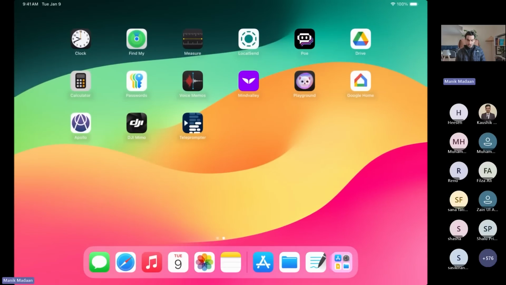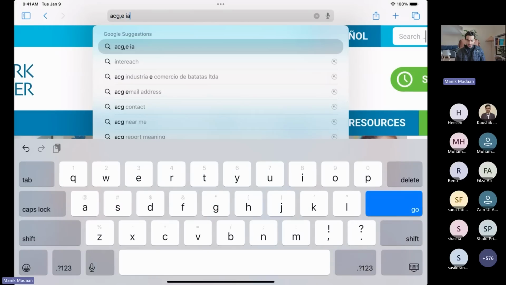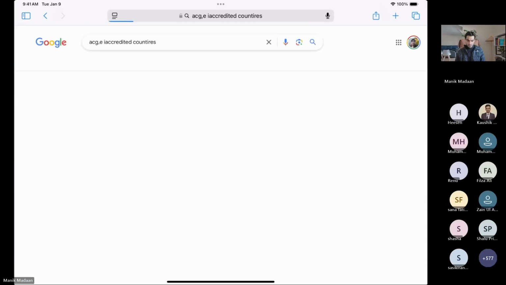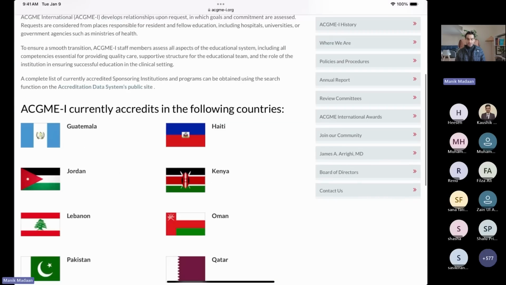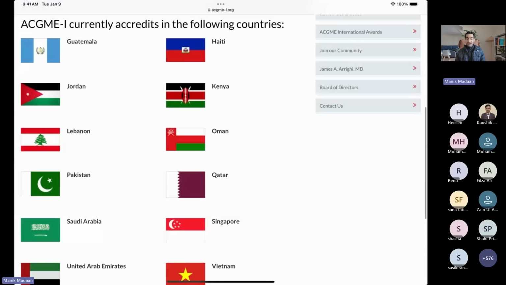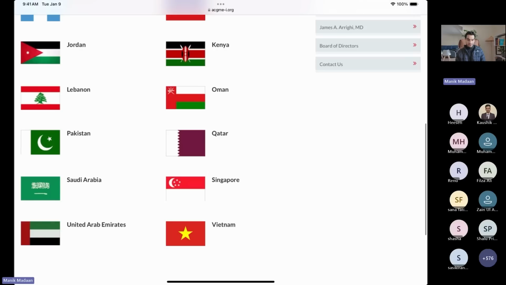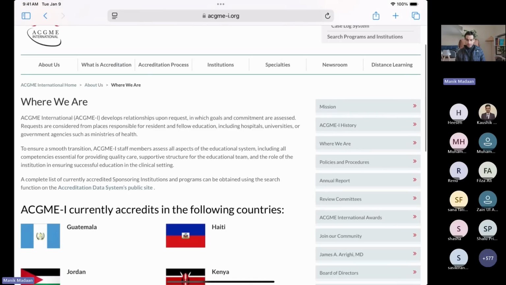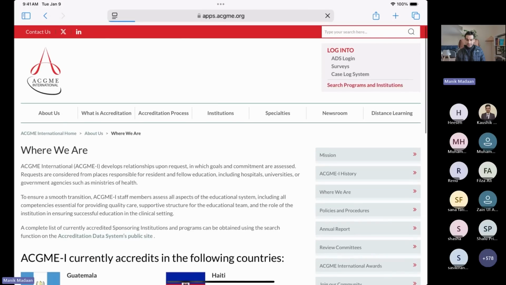This is how you do it. Let me show you. ACGME-I accredited countries. Okay, so ACGME-I is ACGME International. These are the international countries. If you're from any of these countries, like Pakistan, Lebanon, Oman, right? Let's open Pakistan, for example. There are only certain residencies in Pakistan which are applicable, right? And you look at search programs and institutions here.